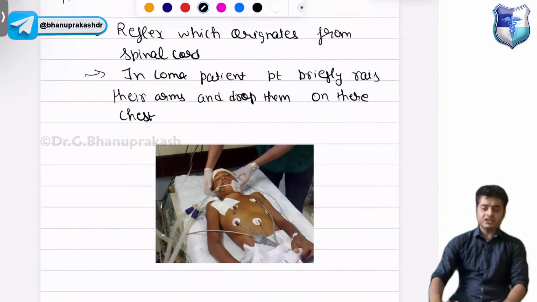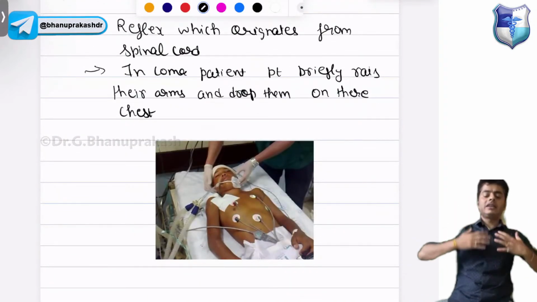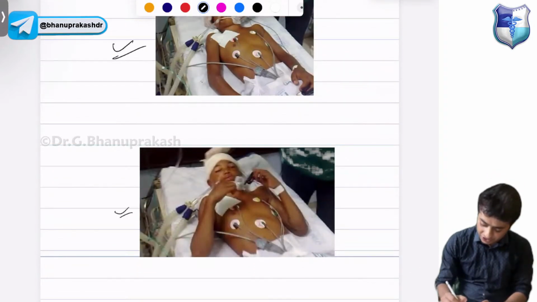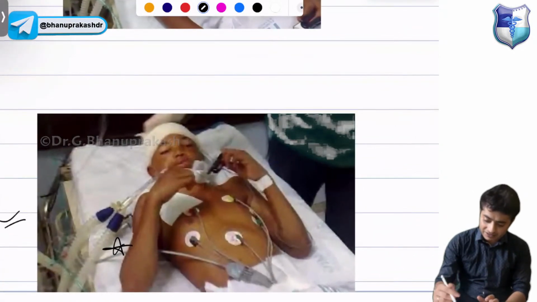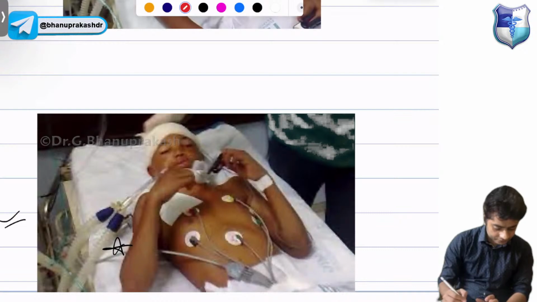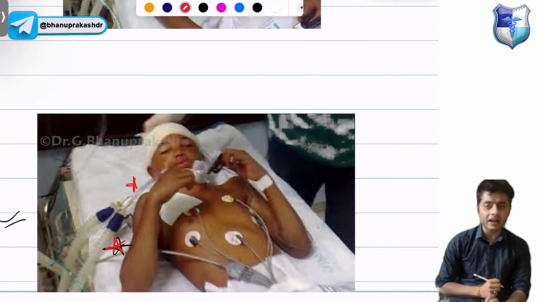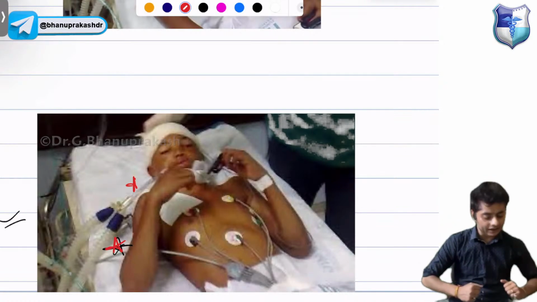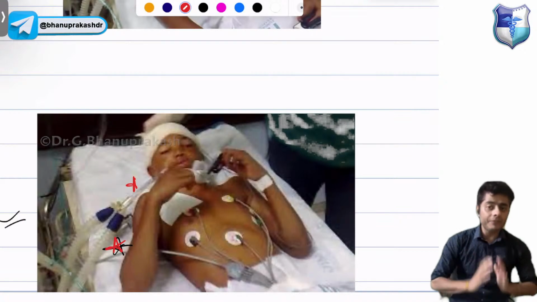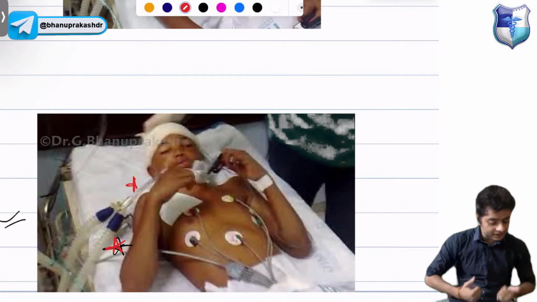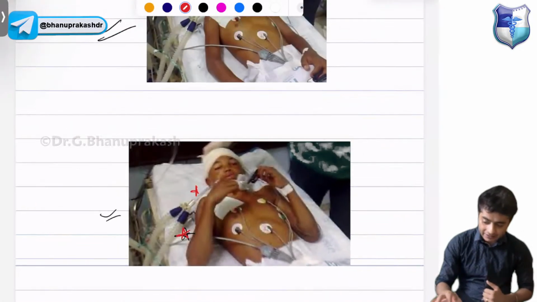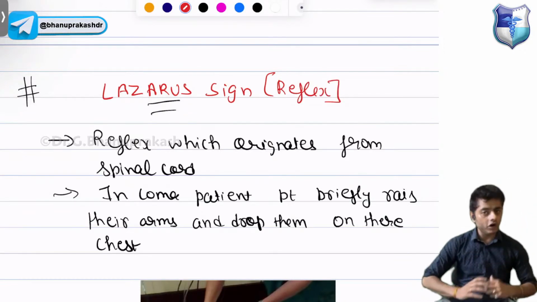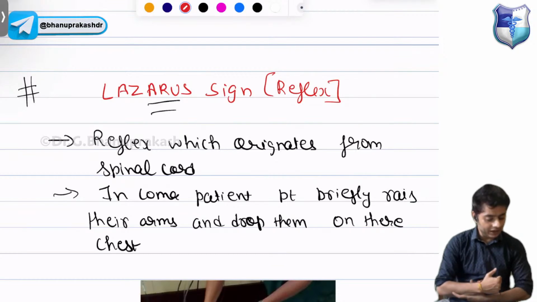What happens? The patient will be lying normally, and suddenly his hand will be flexed and placed on the chest. You are seeing this patient, he is in coma, and suddenly he is flexing his arm. The attendant will come to you: "Sir, my patient's limbs are moving, and you were saying the patient was brain dead." So you have to explain: the patient is in brainstem death, but his or her spinal cord is intact, and this Lazarus sign or reflex is mediated by the spinal cord, not by the brainstem. That's why this Lazarus sign is happening in the patient.